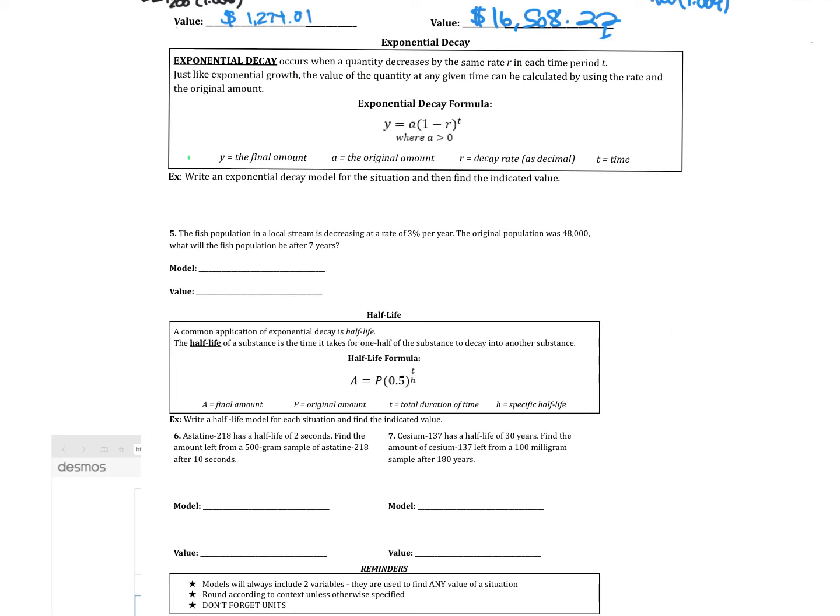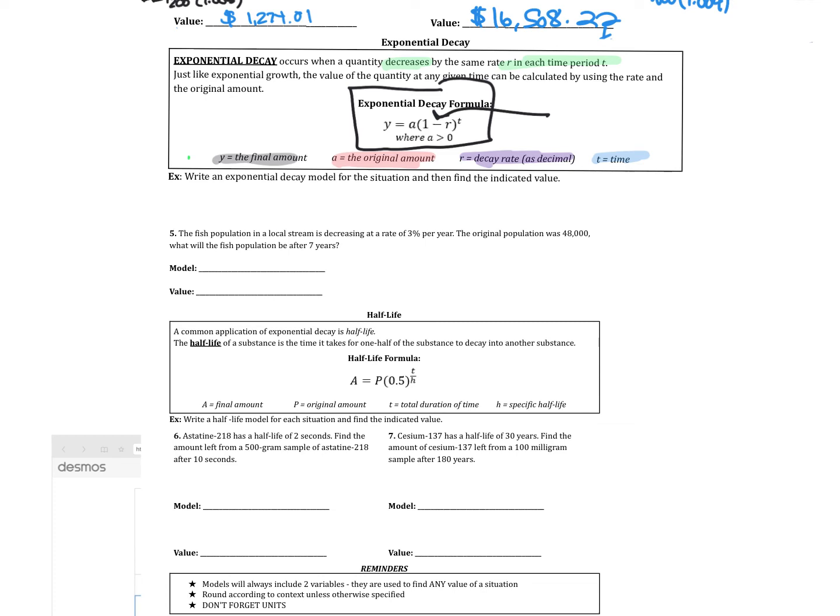Okay, so exponential decay occurs when the quantity decreases at some rate r over a period of time t. And this formula should look exactly like the exponential growth formula with one key difference. We are subtracting on the inside instead of adding because we are decreasing the amount that we have. Everything else about this model is the same. We're still talking about y being the final amount, a being the original amount, r being the rate as a decimal, and t being time. Instead of adding our rate to 1, we're subtracting it from 1 because we're decreasing the original amount that was there.